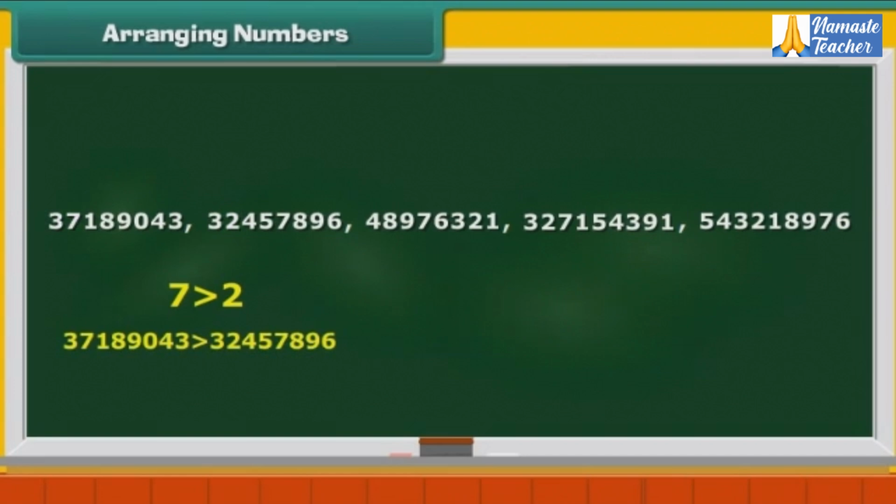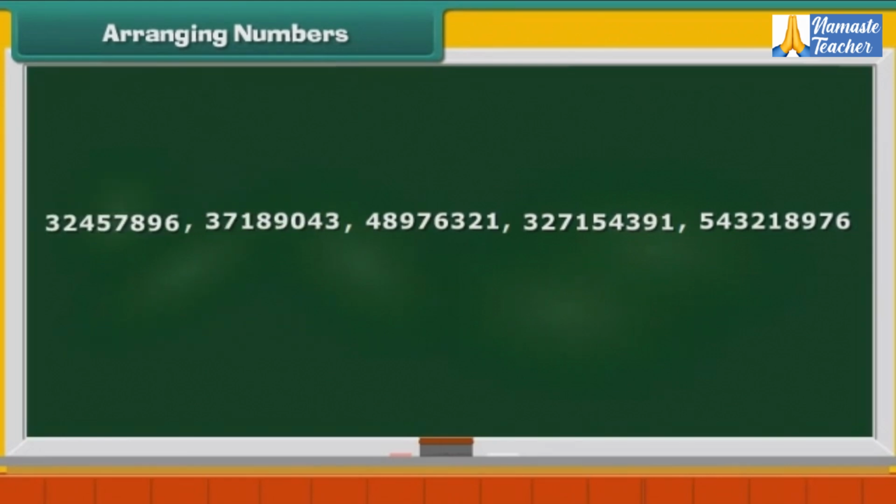Therefore, 37,189,043 is greater than 32,457,896. Interchange the numbers. The third 8-digit number begins with 4. 4 is greater than the first digit 3 of 371,890,43. Therefore, 489,763,21 is the largest 8-digit number. It appears after the other two 8-digit numbers.